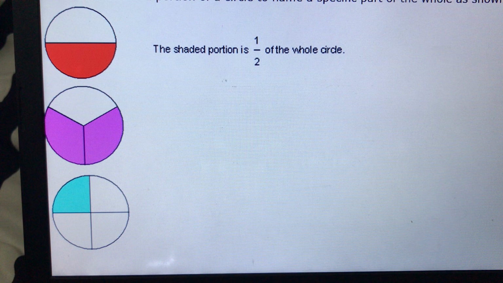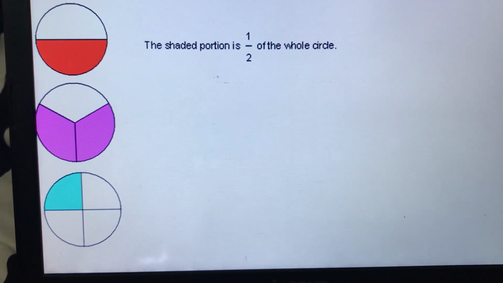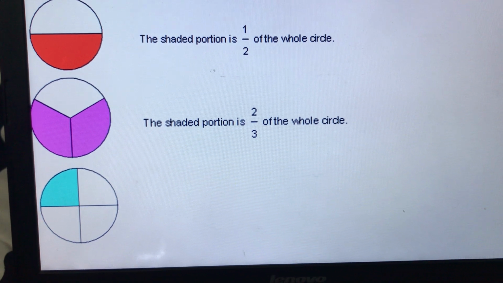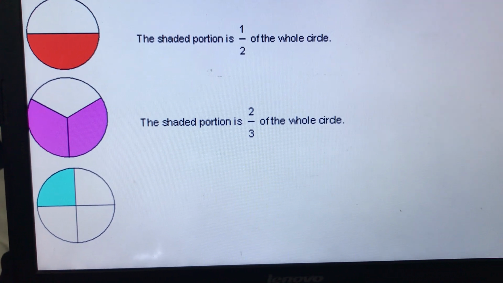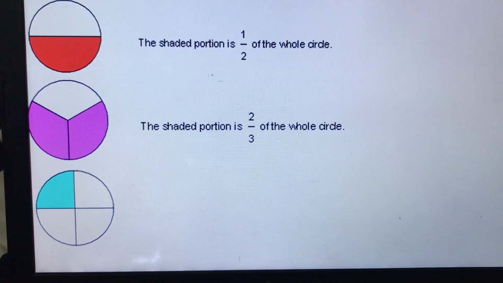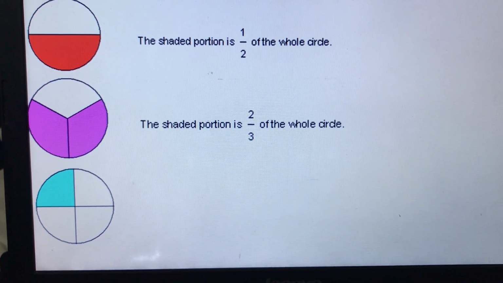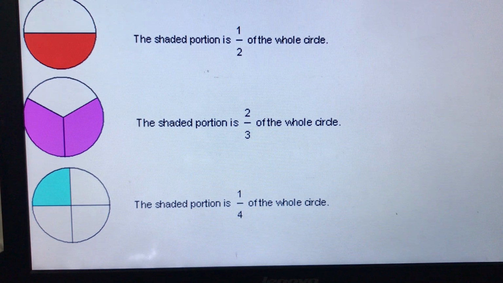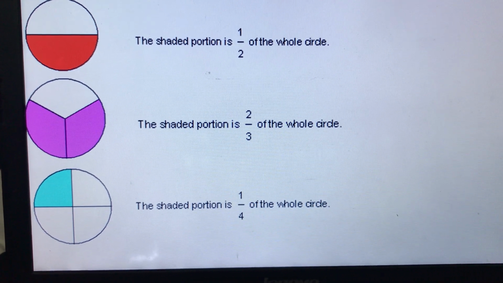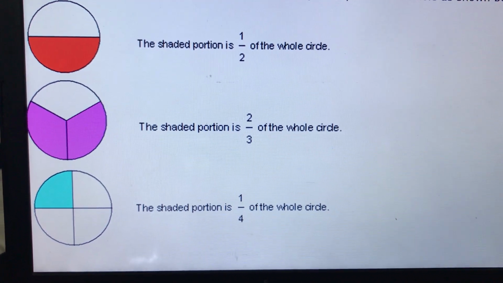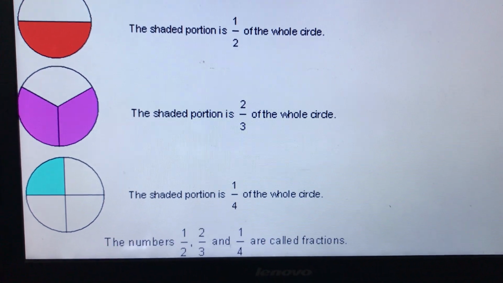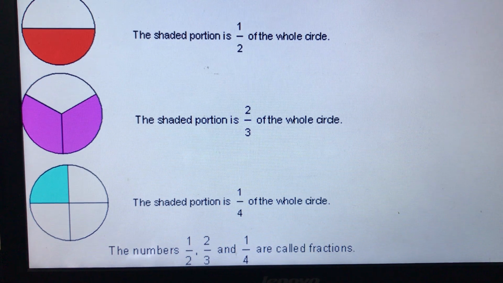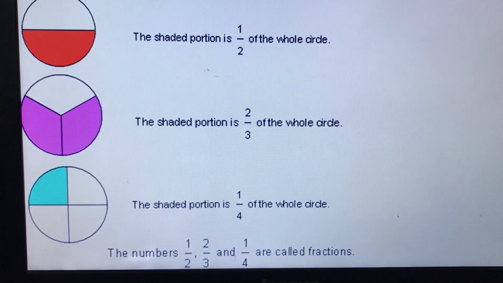Next, if I write for the second figure, the number of shaded portion is 2 and the total portions are 3, so I will be writing it 2 by 3. Similarly, for the third figure I will be writing 1 by 4 because one part is shaded and total we have 4 parts. All these numbers that we have written, these numbers 1 by 2, 2 by 3 and 1 by 4, they are called fractions.